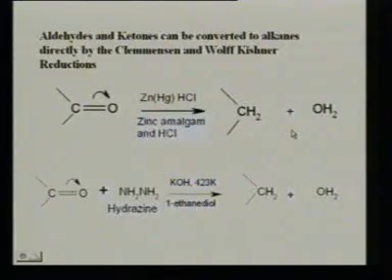Aldehydes and ketones can be converted into alkanes directly by the Clemmensen and Wolff-Kishner reductions. In this case, aldehyde and ketone react with zinc amalgam, ZnHg, and HCl and convert directly into the alkane. Similarly, in Wolff-Kishner reduction, first the carbonyl group is converted into the hydrazone, and this hydrazone in the presence of the base changes to the alkane.